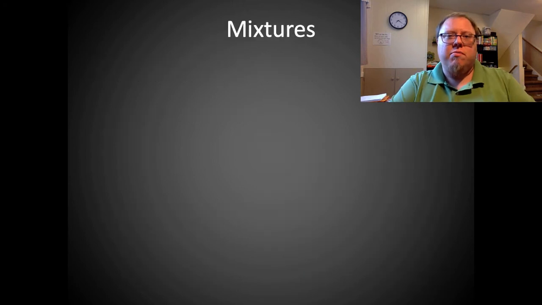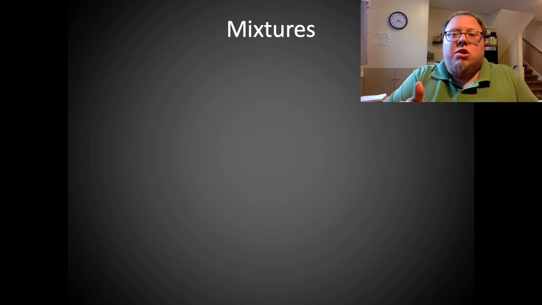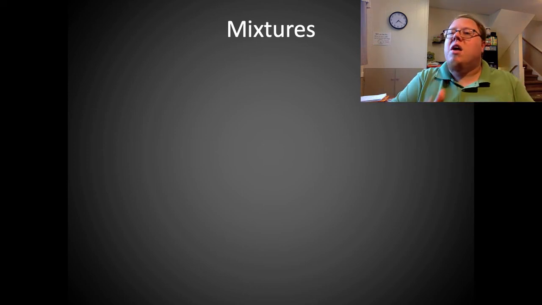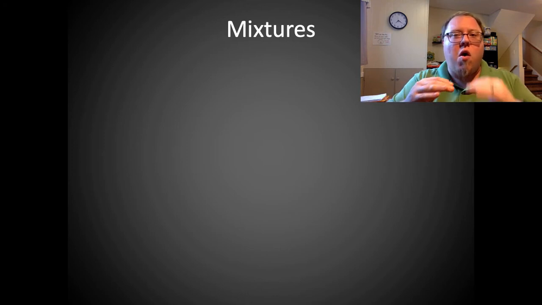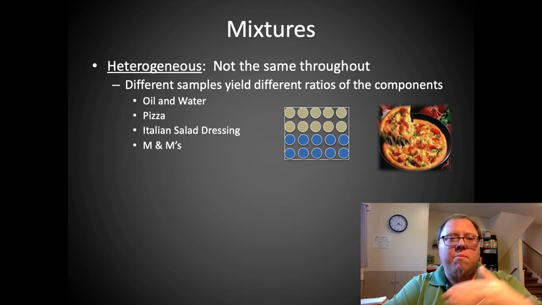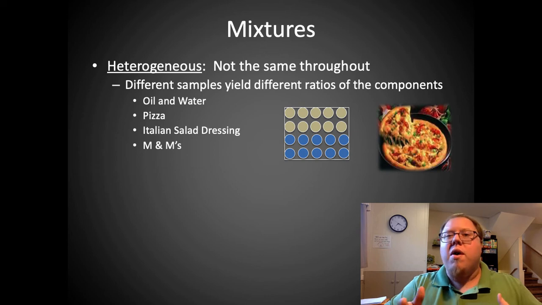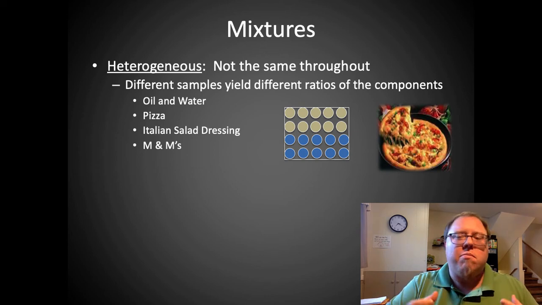As opposed to a mixture, which we already talked about. Okay? Mixtures, you've got two or more substances there. Now, mixtures can actually be broken apart further into something called heterogeneous and homogeneous. Okay? So heterogeneous means it's not going to be the same consistency throughout. So if I were to grab a chunk of it, I might not get the same ratios of the components. So for example, oil mixed with water, or pizza, or Italian salad dressing.